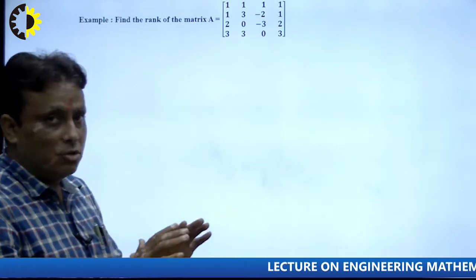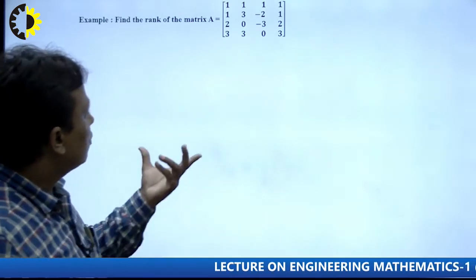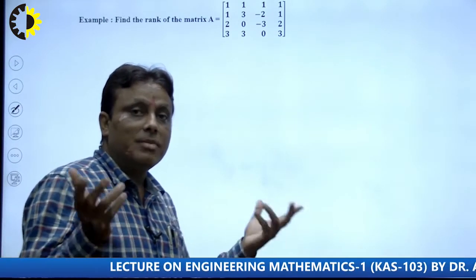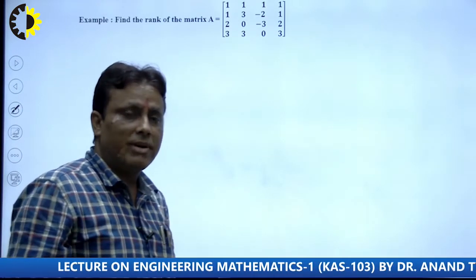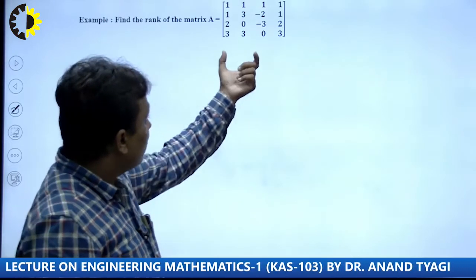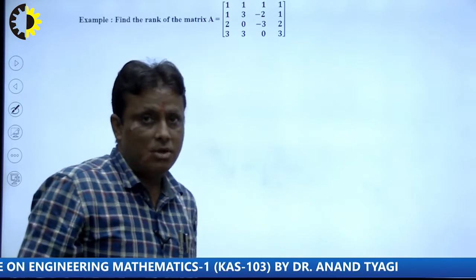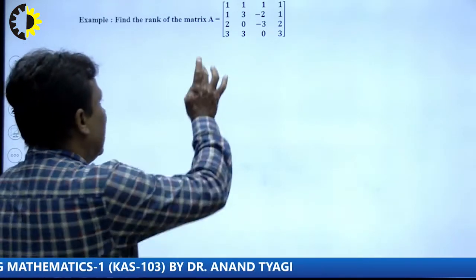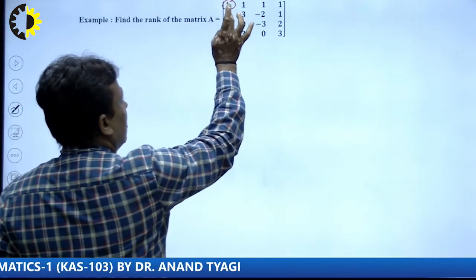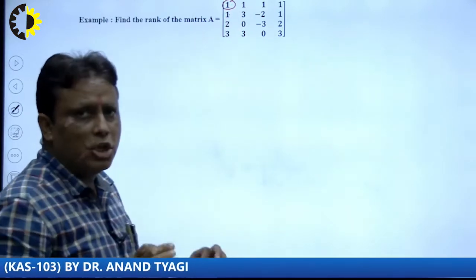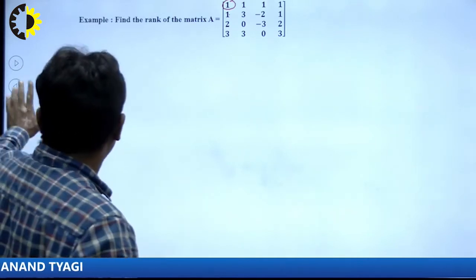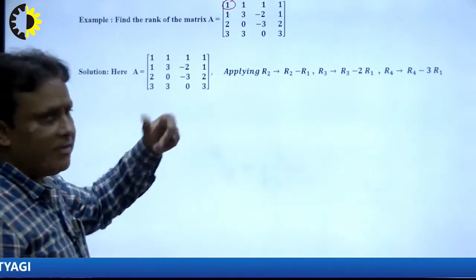Suppose the method is not mentioned here. Students may say that we can find it by the determinant method. Yes, we can use the determinant method, but a 4 by 4 determinant is not an easy way to calculate, right? So we use the echelon form. With the help of this element, first, second, third, by using 3 operations we reduce it into 0. How to? This is our given matrix.